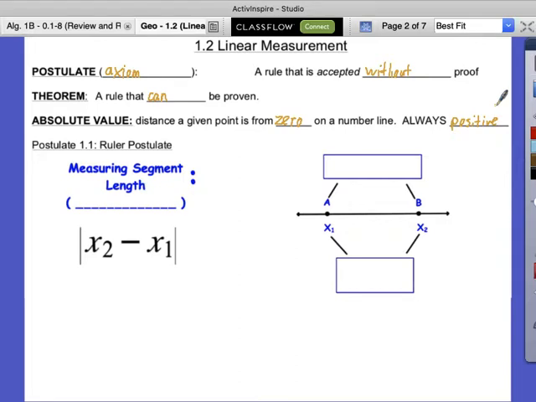So if we're measuring segment length, which we'll also be calling distance, the length of the segment would be x2 minus x1, the absolute value of that. Now x2 and x1 are just names for 2 different points. Whenever you see the small number in the lower right hand, it's just saying this is our second x, this is our first x. If it were up above, it would be an exponent, but it's not up above.